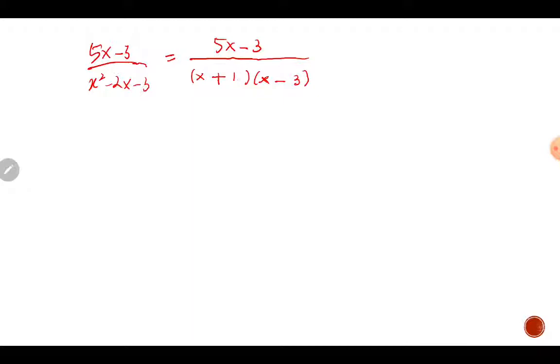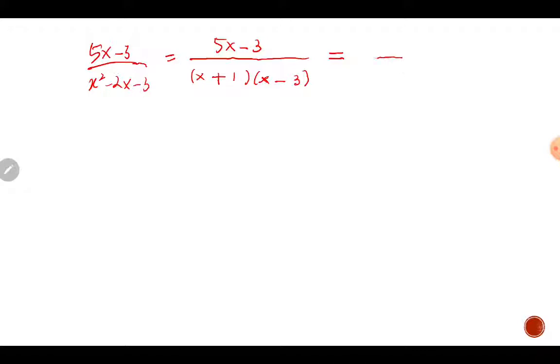X square minus 3x plus x minus 3. So we get back x square minus 2x minus 3. Okay, faham kita faktorkan dia jadi macam ni. Dan daripada sini, this is the most important thing. Kita ada 2 factors, x plus 1 and x minus 3.